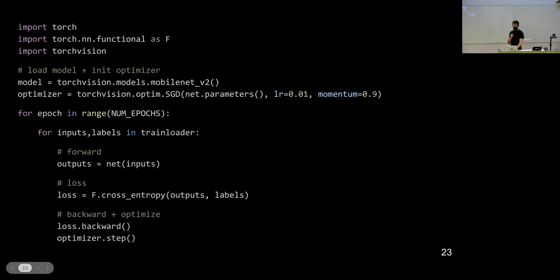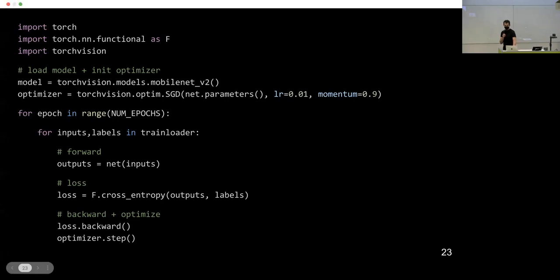Okay, so this is code to train a neural network normally, right? So what do we have here? We have a model, it's MobileNet v2. We have an optimizer. We have this training loop going over different epochs, and we have a training loop going over our training data. And then, the outputs equal the outputs of the neural network, given those inputs. The loss is the cross entropy loss, and we compare it with the labels, and then we do backpropagation.